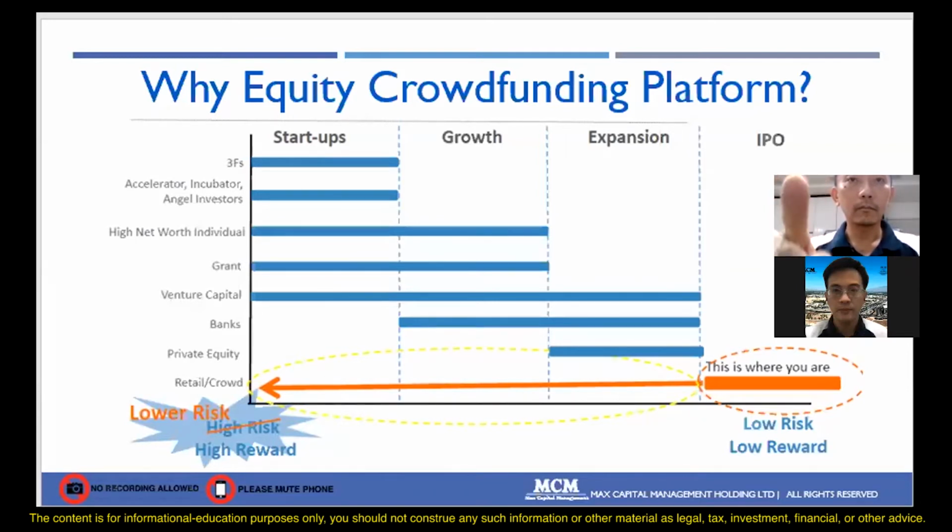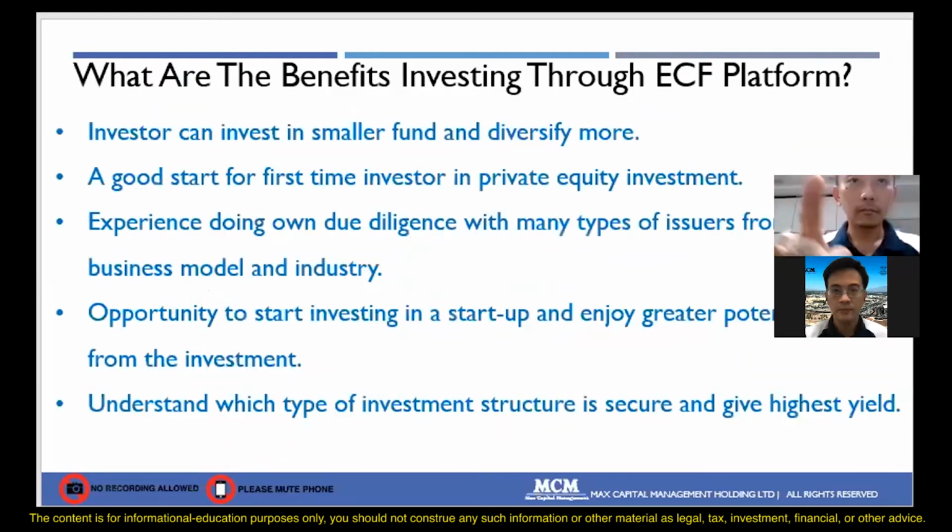So we bring the opportunity to the mass public, and we can even invest earlier and with lower risk and also higher reward. So today you can see some of the projects in ECF, our MCM projects also parked there. You can see some of them have a very good return as well. Okay, it's for you to explore.